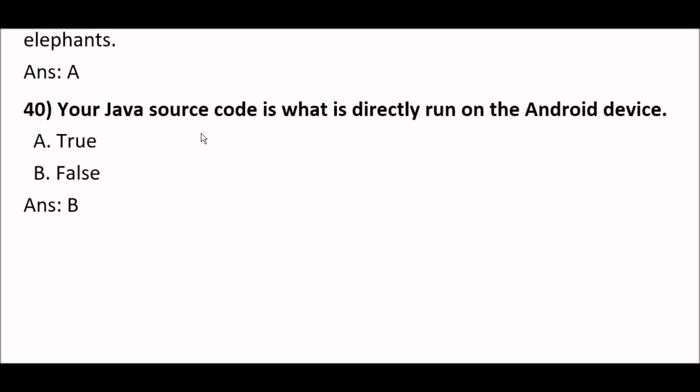Okay. Next question. Your Java source code is what is directly run on the Android device. Is it true or false? It is false. Okay. Your Java source code does not run directly on your Android device. Other files are also attached along with it, for example the manifest file and XML files.